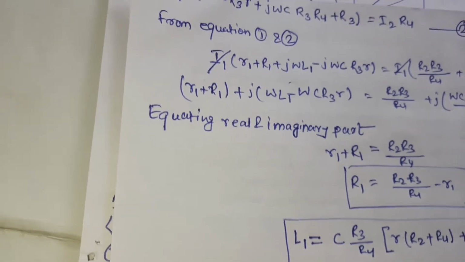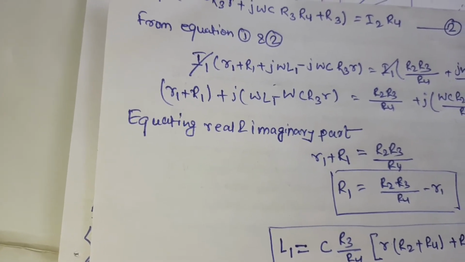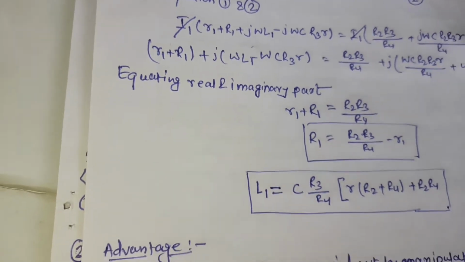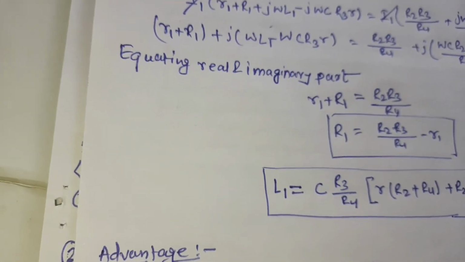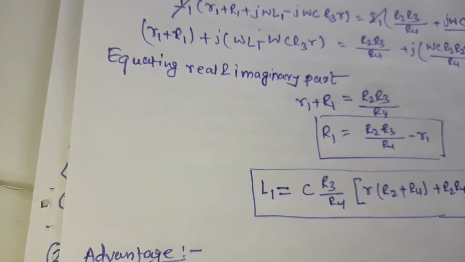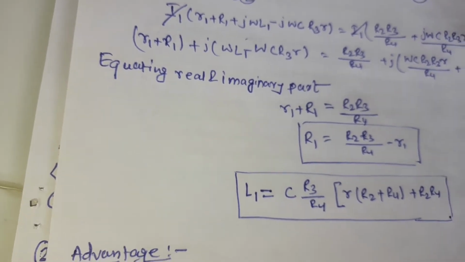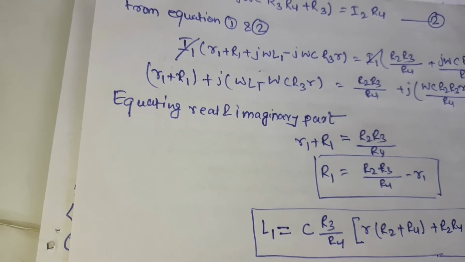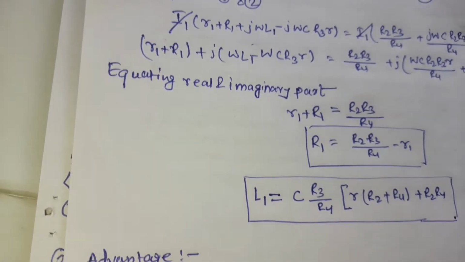That means the unknown resistance of inductor L1. R1 is equal to R2 into R3 by R4 minus r1, and L1 is equal to C into R3 by R4 into (r by R2 into R3 plus R2 into R4). So this is the final expression of the unknown inductance and unknown resistance.